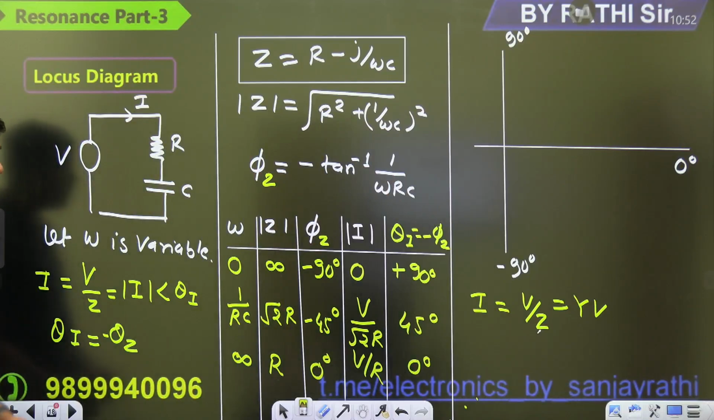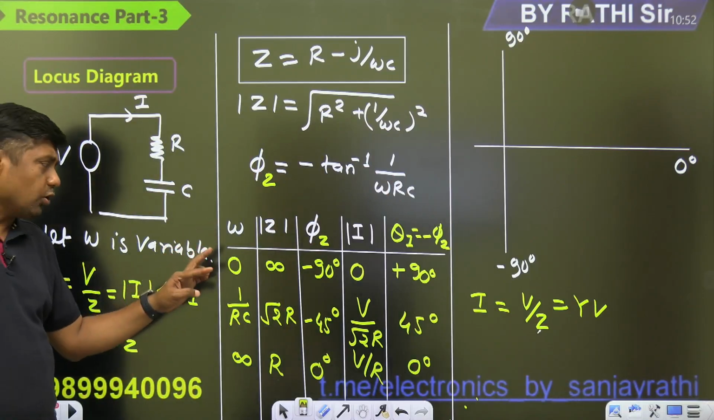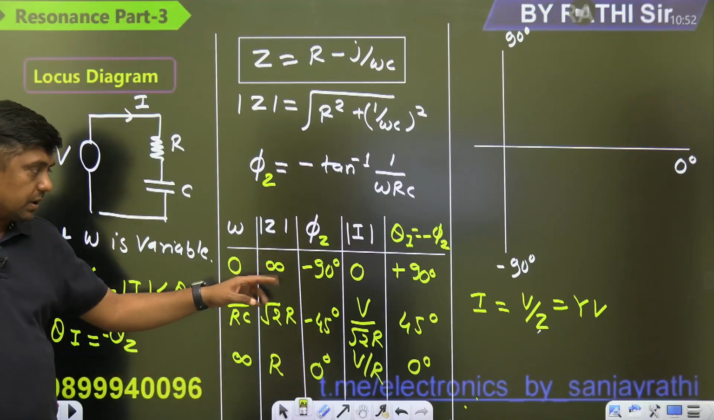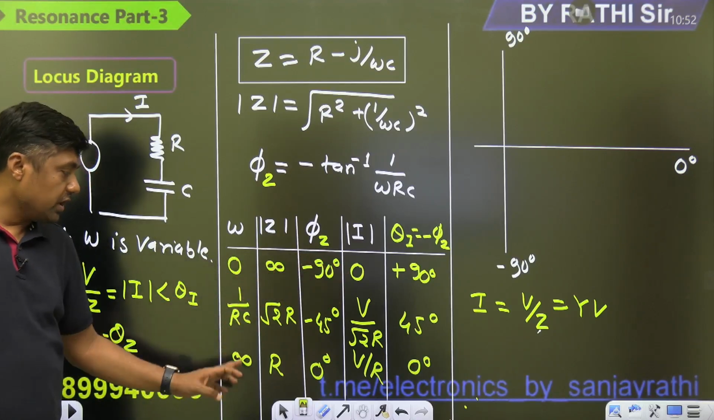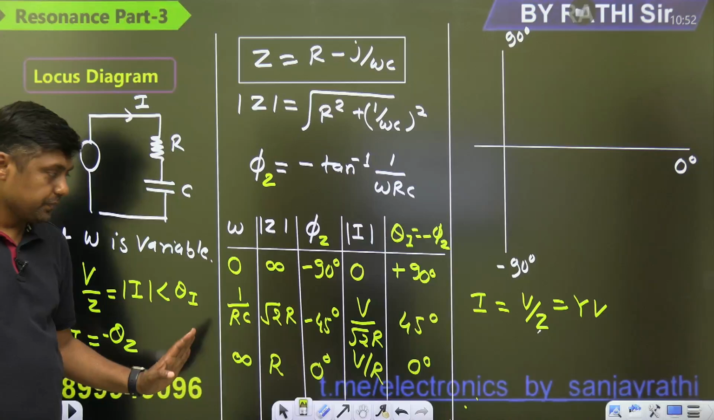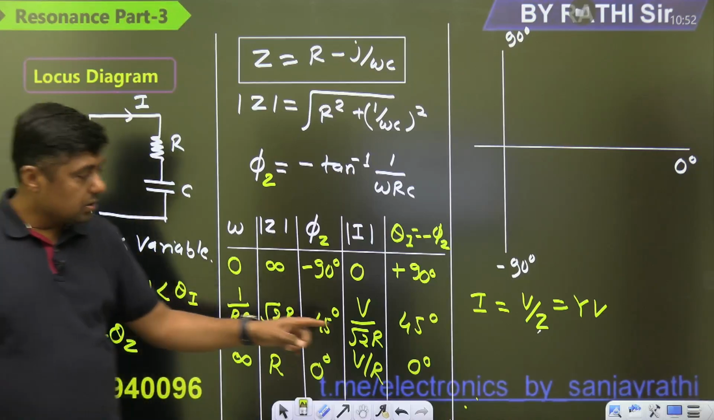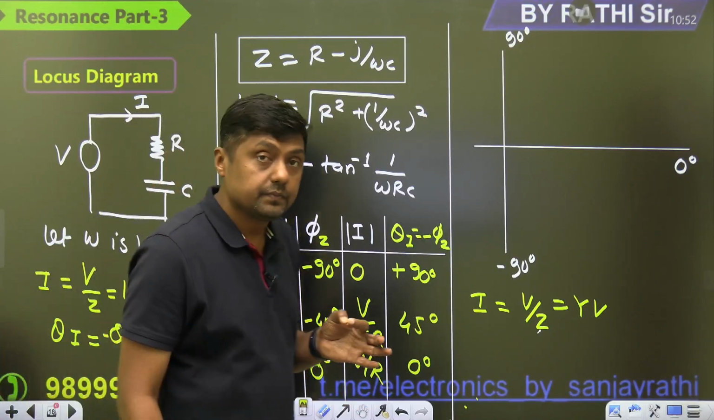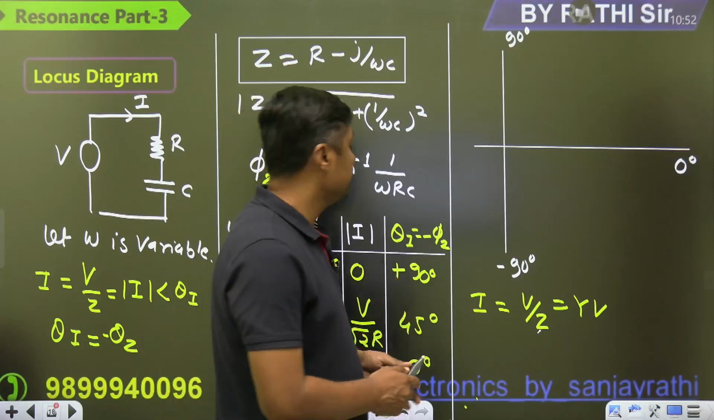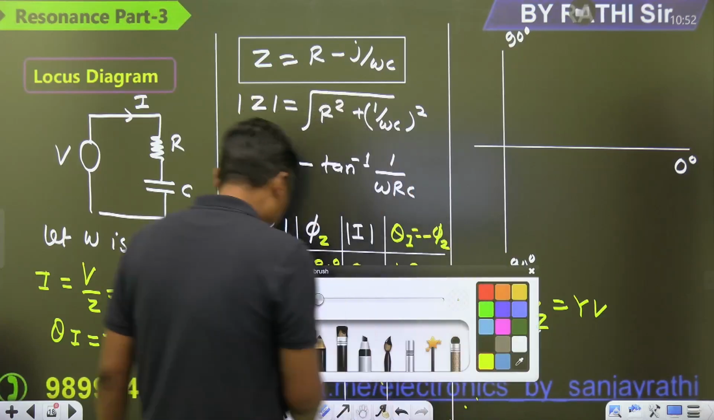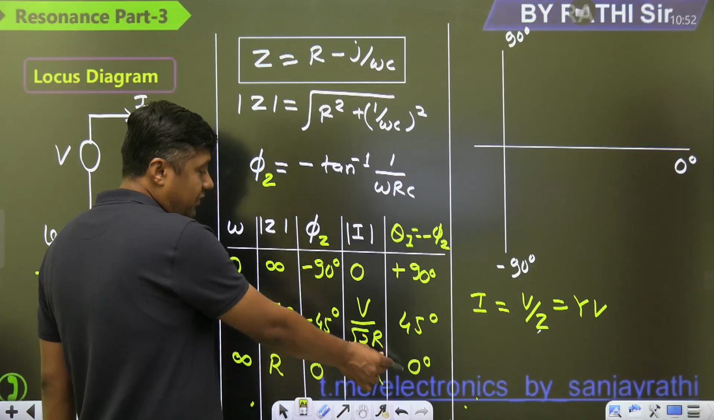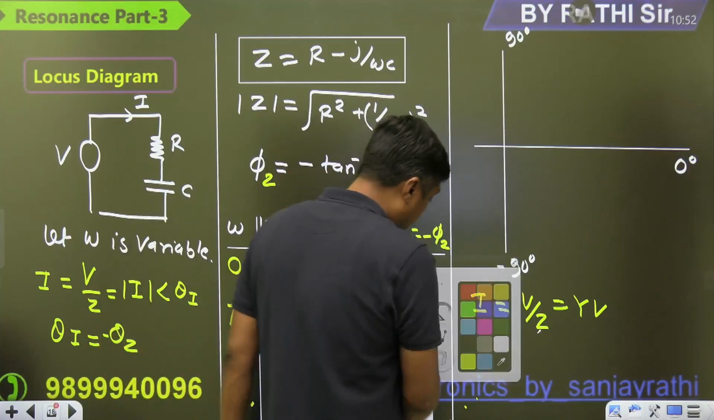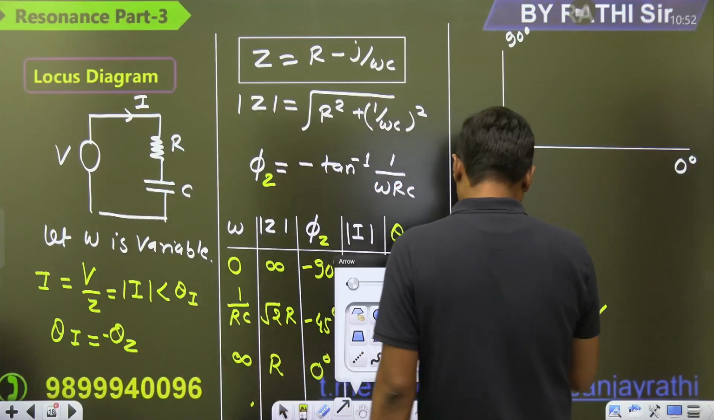So first of all, draw the table of variable values, or you can also take two values, 0 and infinity. So here the current is 0. When omega is infinity, the current is V by R. What is the angle? All angles are positive, 0 to 90 degree, which means it is in the first quadrant. So first of all, draw. When omega is infinity, the value is V by R. So you can plot here with 0 degree, which means it is a line.